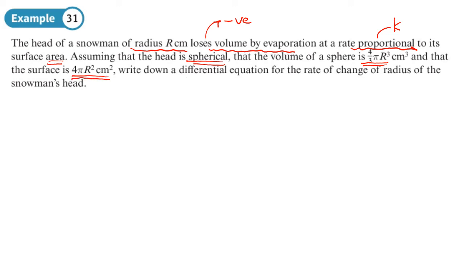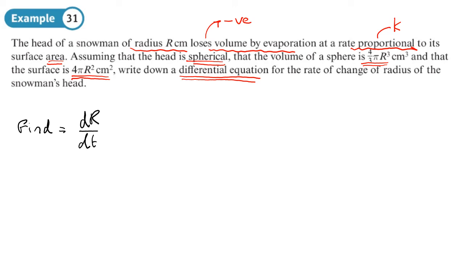Write down a differential equation, so that's going to be d something over d something. And what is it going to be? The rate of change of the radius of the snowman's head. So that's going to be the rate of change of the radius over time. So this is what we want to find. dR/dt, the change in radius over time. Now that should be big R, because the question uses big R for radius. That's what we want to get to. So let's see what we have.